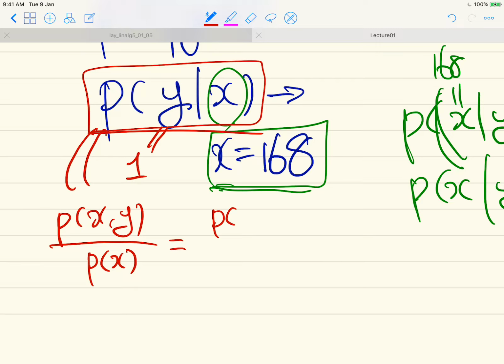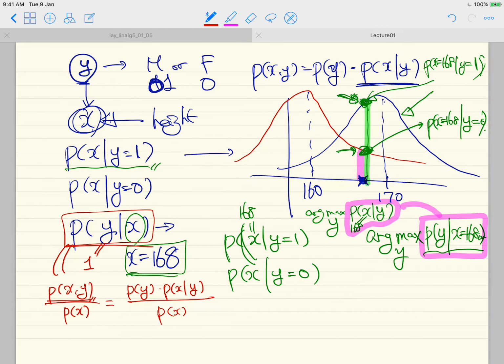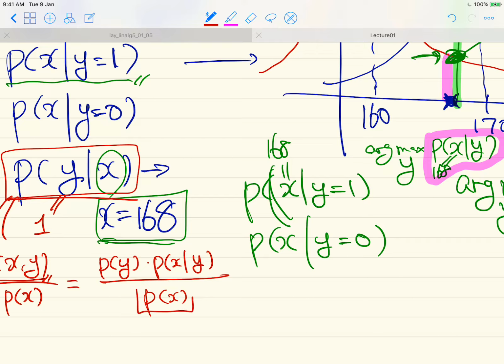Then this joint is represented as p of y times p of x given y, divided by p of x, right? And then here we can further rewrite this p of x, okay? So let's think of this p of x.